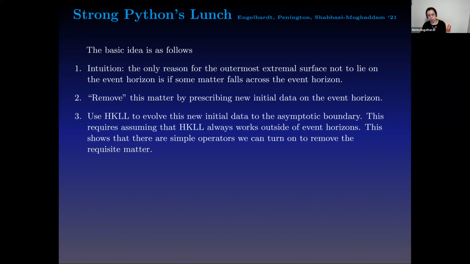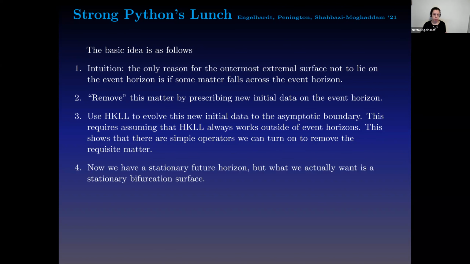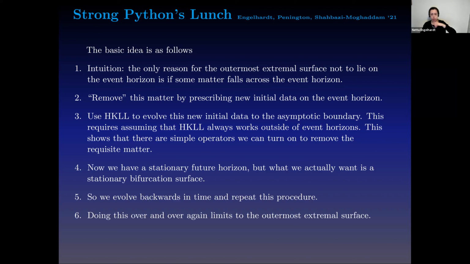So we remove this matter, we prescribe new initial data, and we can evolve it backwards to the boundary, all using HKLL, simple and causal. Again, this requires that HKLL works outside of the event horizon. This is an assumption that I'm going to make, even though it's a non-standard Cauchy problem. Essentially, this means that we can iterate HKLL back and forth to keep removing matter from the event horizon as we need, and eventually get the event horizon to be stationary. We get a stationary future horizon, and doing this backwards in time, we get a stationary past horizon as well. So by doing this over and over again, you limit to the outermost extremal surface.